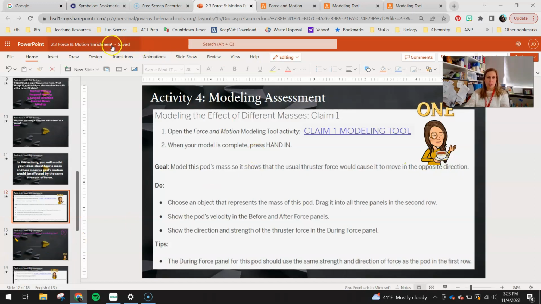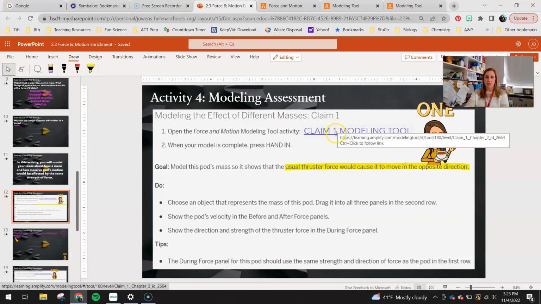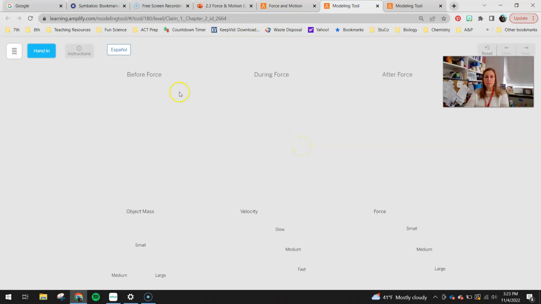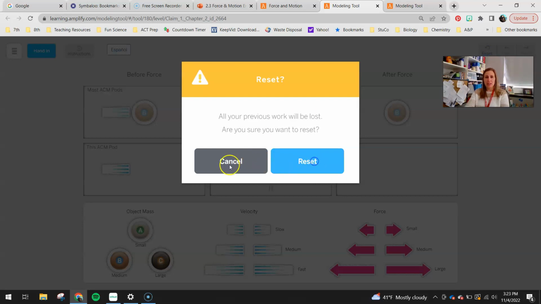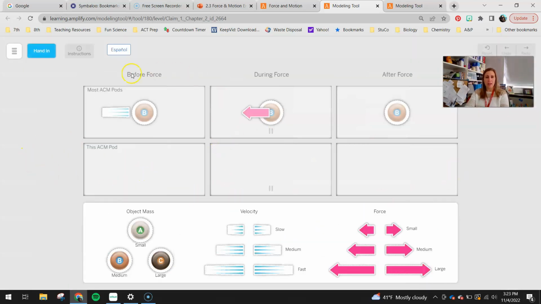If you remember, claim 1 says to model this pod's mass so it shows that the usual thruster force, which was medium, would cause it to move in the opposite direction. So we need to focus in on mass on this one. I'm going to right click and open my Claim 1 modeling tool. Remember that when you get this back, there should be nothing in the bottom here, and there is nothing you need to do on the top.